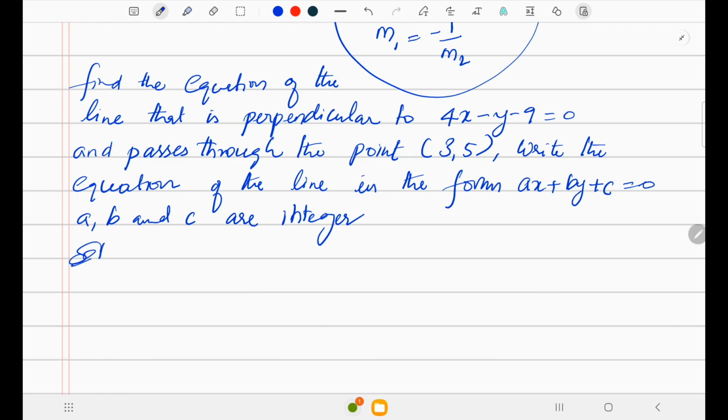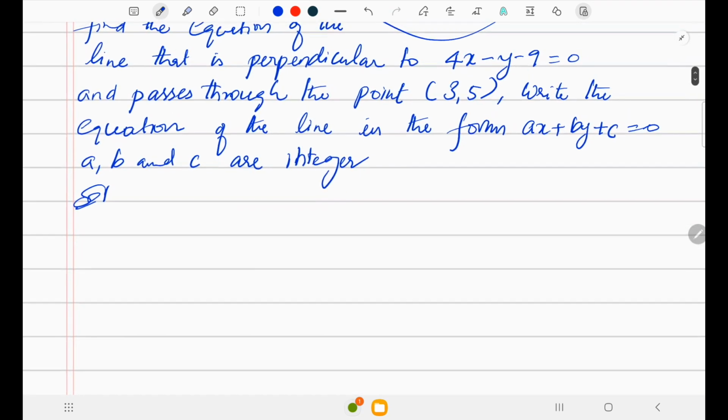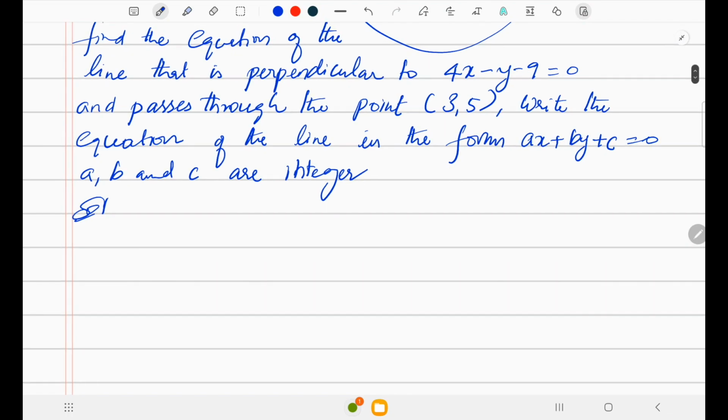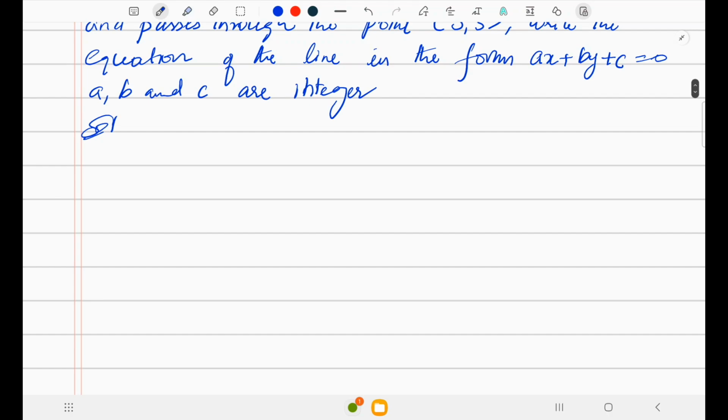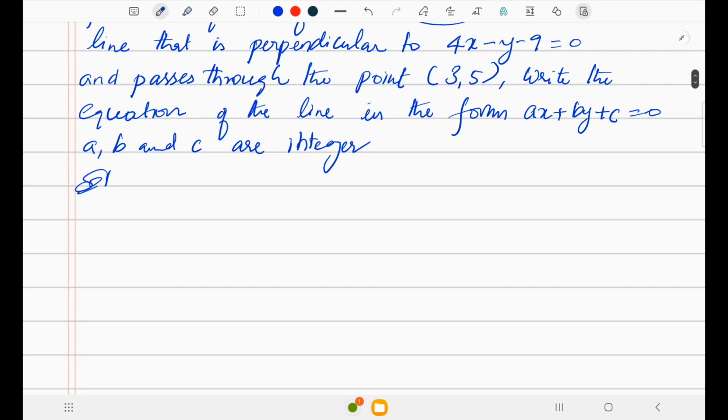Solution. So we need to find the line equation which is perpendicular to the other line, that is 4x minus y minus 9. Sorry, not parallel, perpendicular. If two lines are said to be perpendicular, then the condition is the product of m1 and m2 must equal -1. So from the line equation, what is given?